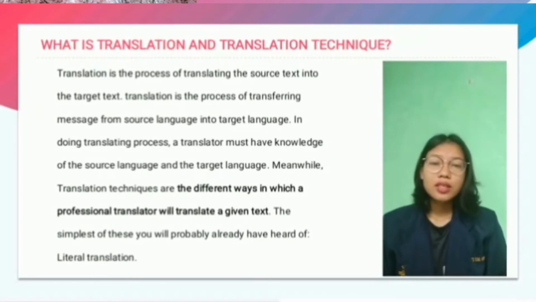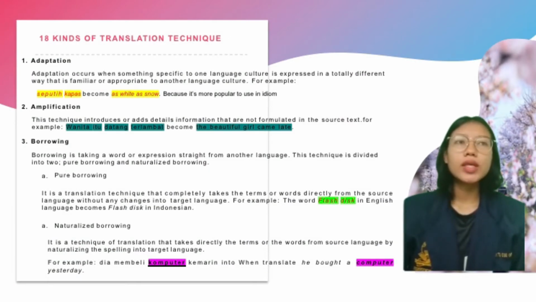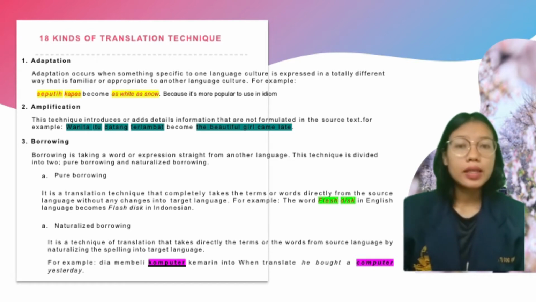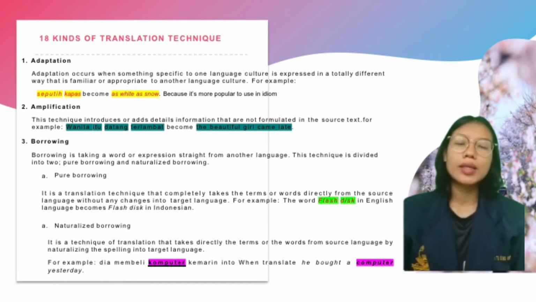Meanwhile, translation techniques are the different ways in which a professional translator will translate a given text. The simplest of these, you have probably already heard of, is literal translation. Well guys, we know that there are 18 kinds of translation technique. So here, for example, we will translate from Bahasa into English. I and my partner will explain to you one by one.